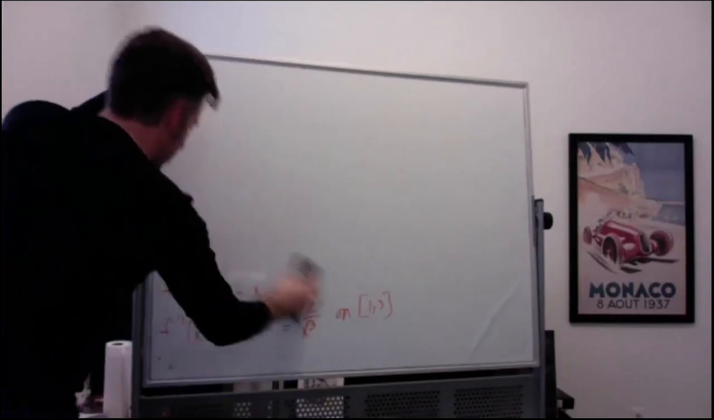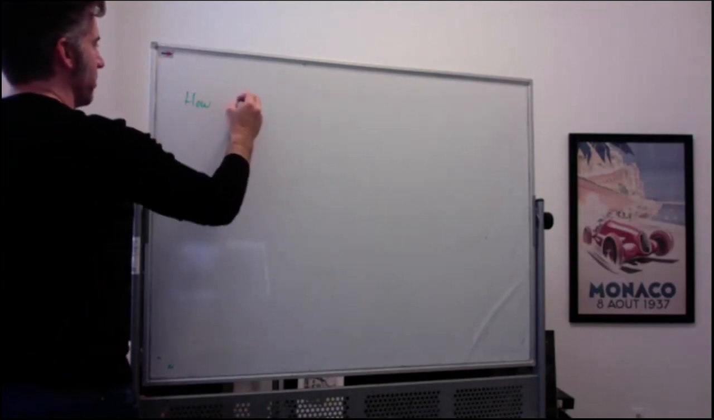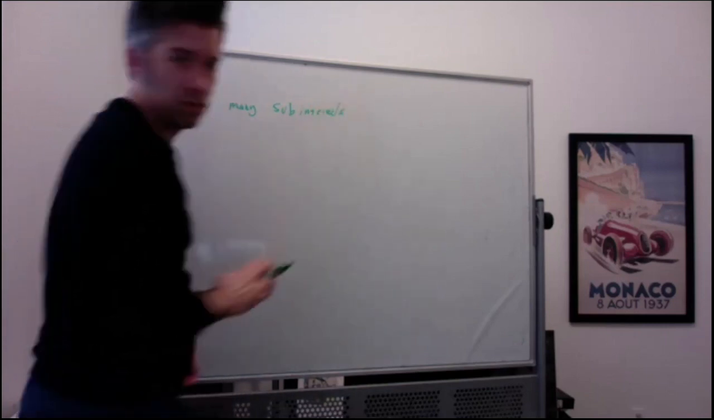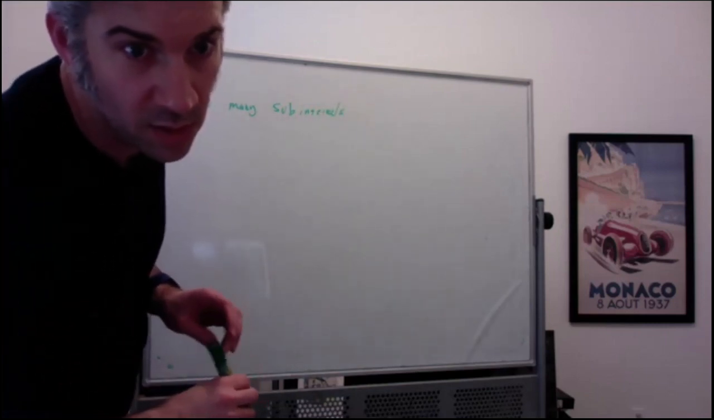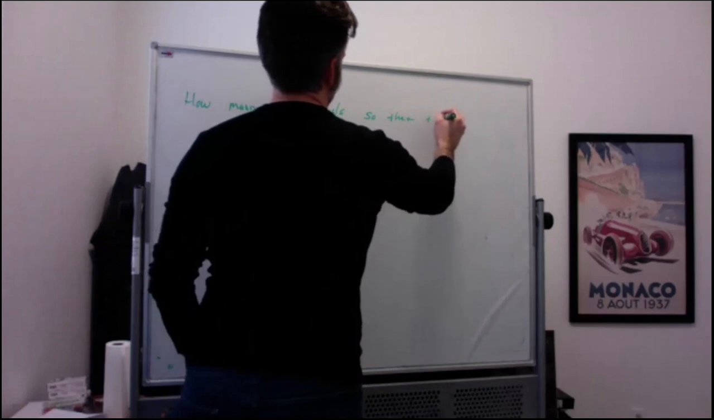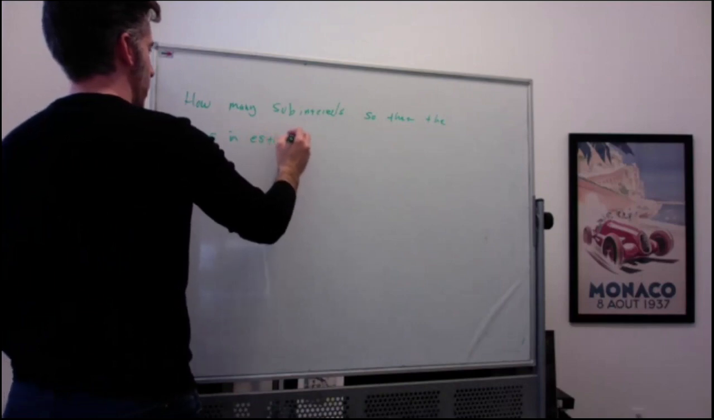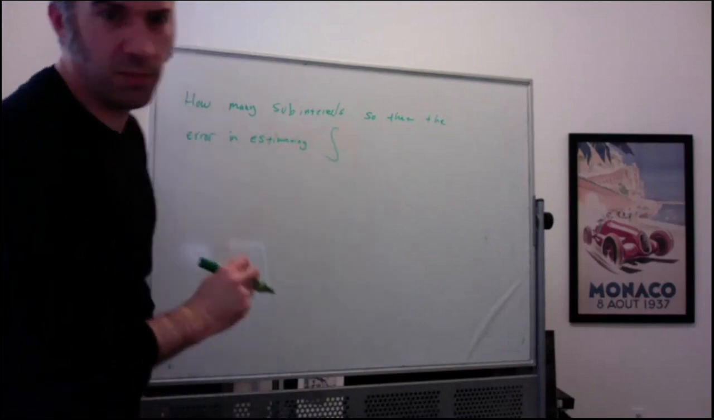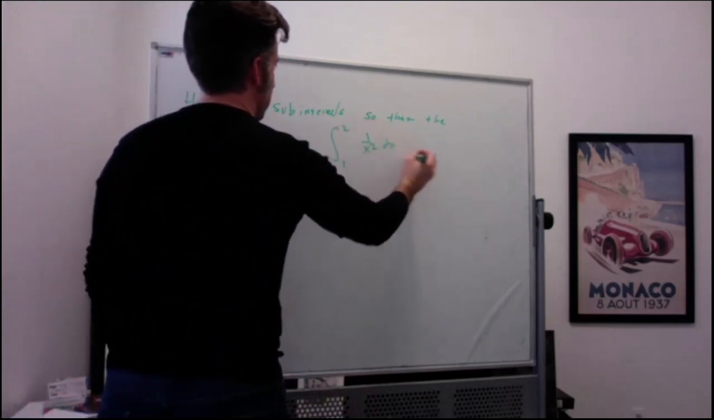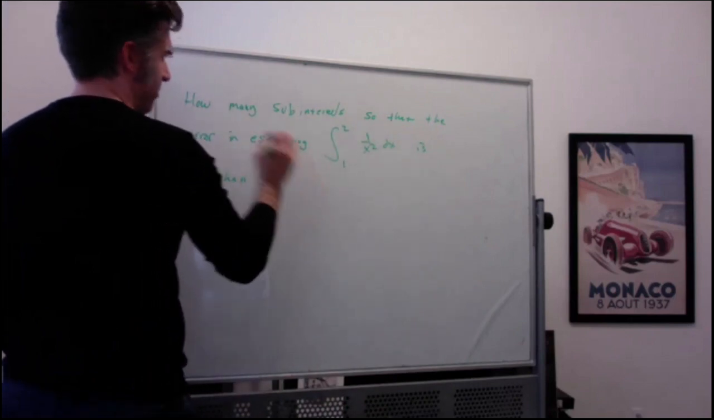So the question here is, how big or how many subintervals do we need to use so that the error in estimating the integral from 1 to 2 of 1 over x squared is less than 10 to the negative fourth.